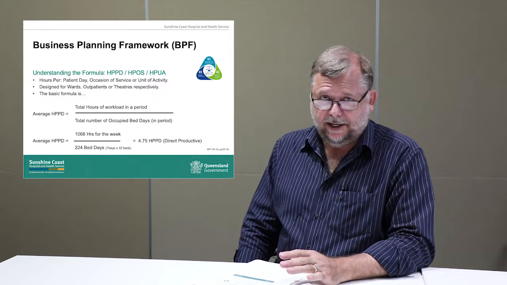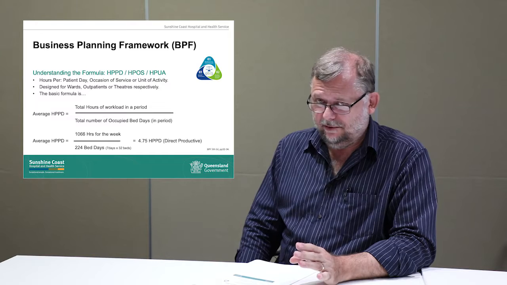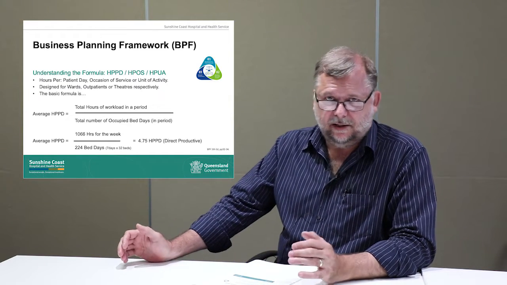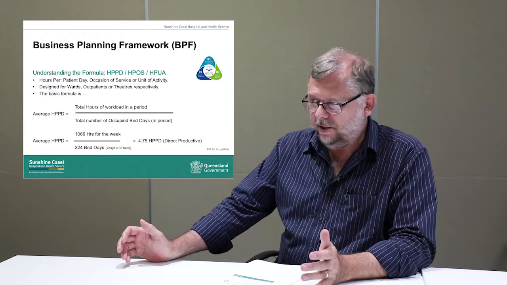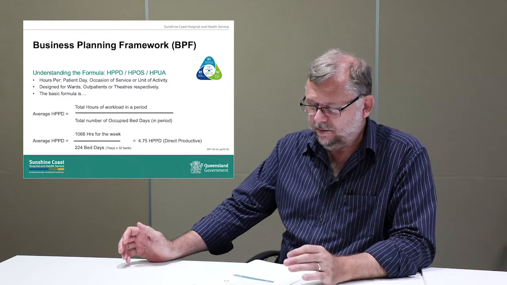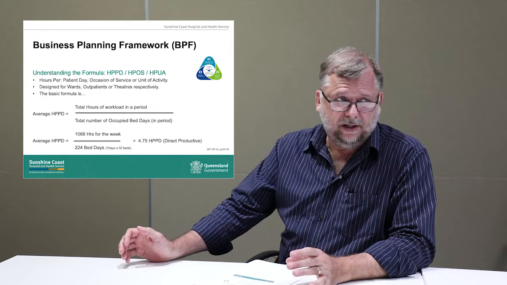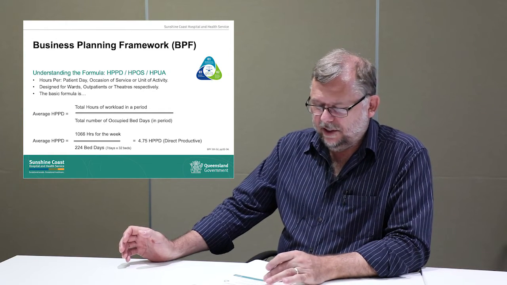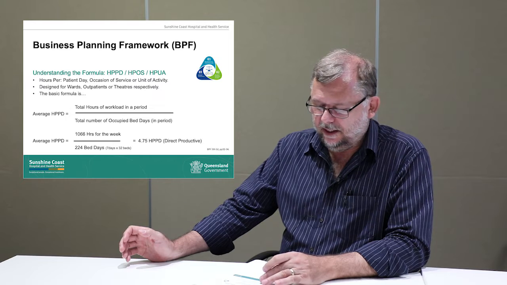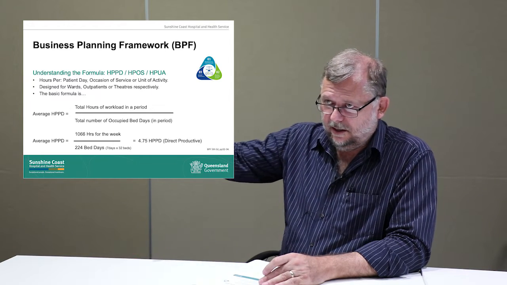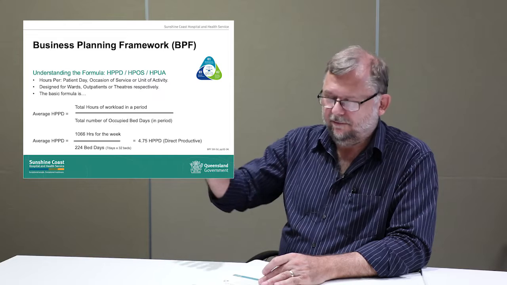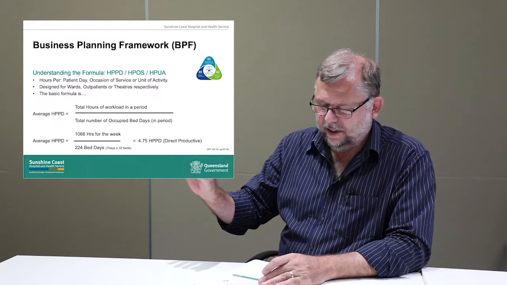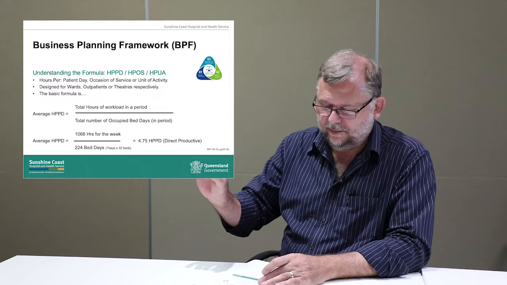Okay, this slide, I promise you, is the only mathematical formula in the presentation. When we look at either the hours per patient day, the hours per occasion of service, or hours per unit of activity, the formula is generally quite similar. So the average HPPD, for instance, equals the total hours on top divided by the total number of activity. In this case, we're looking at the total number of occupied beds.